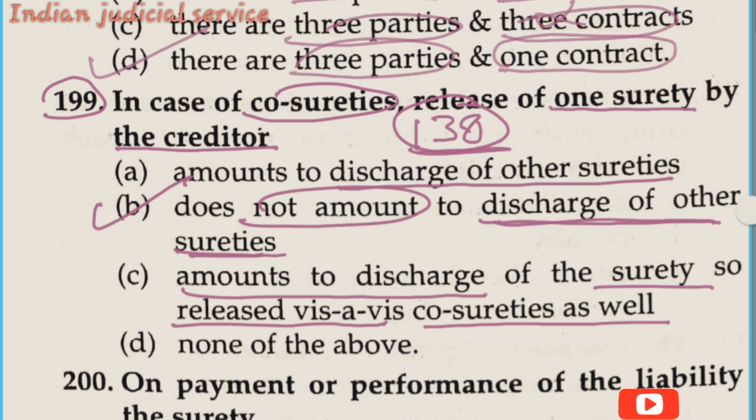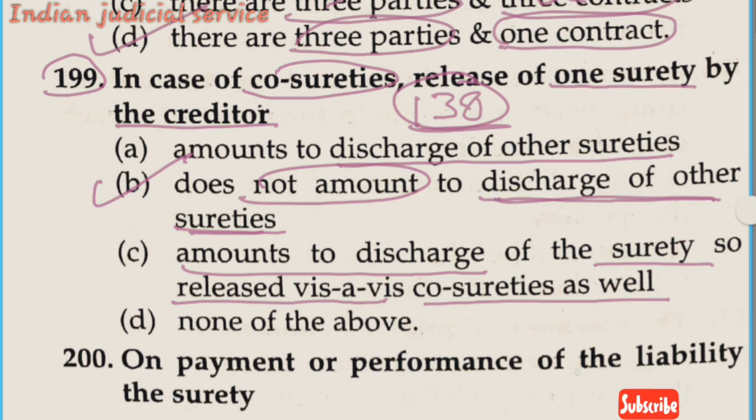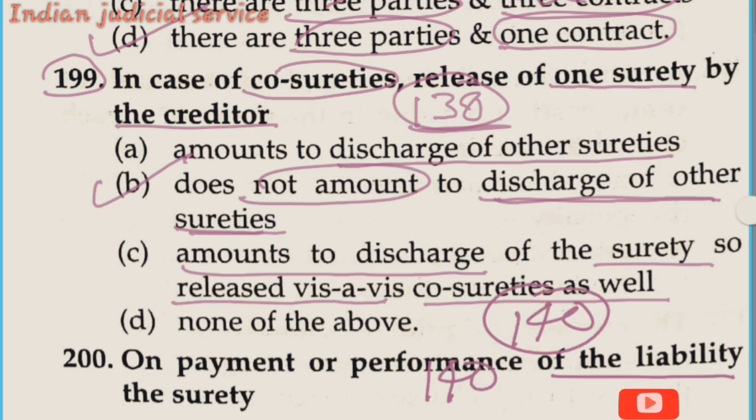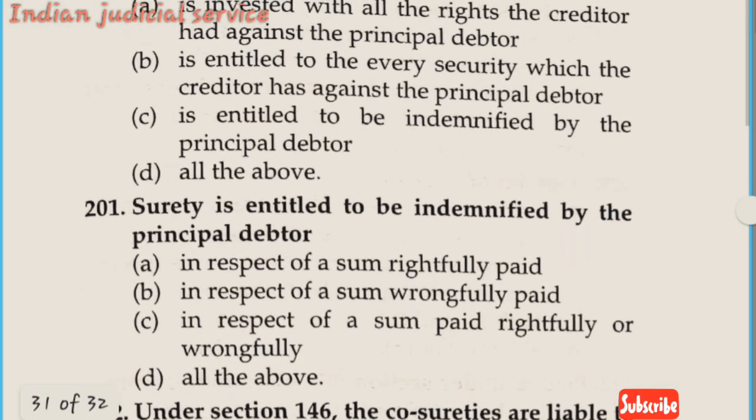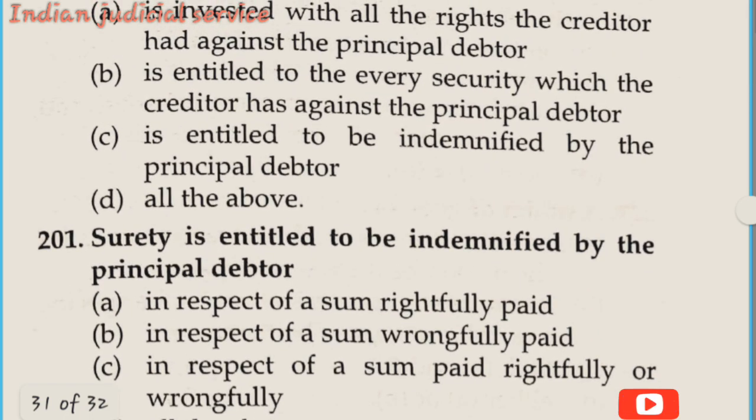Now question number 200. On payment or performance of liability, the surety. This question is related to Section 140. Section 140 deals with the rights of the surety on payment or performance. Now we discuss these options here. In the Allahabad case, AIR 1927, it is clear that the Allahabad High Court described that the surety is entitled to all the rights which belong to the creditor against the principal debtor.